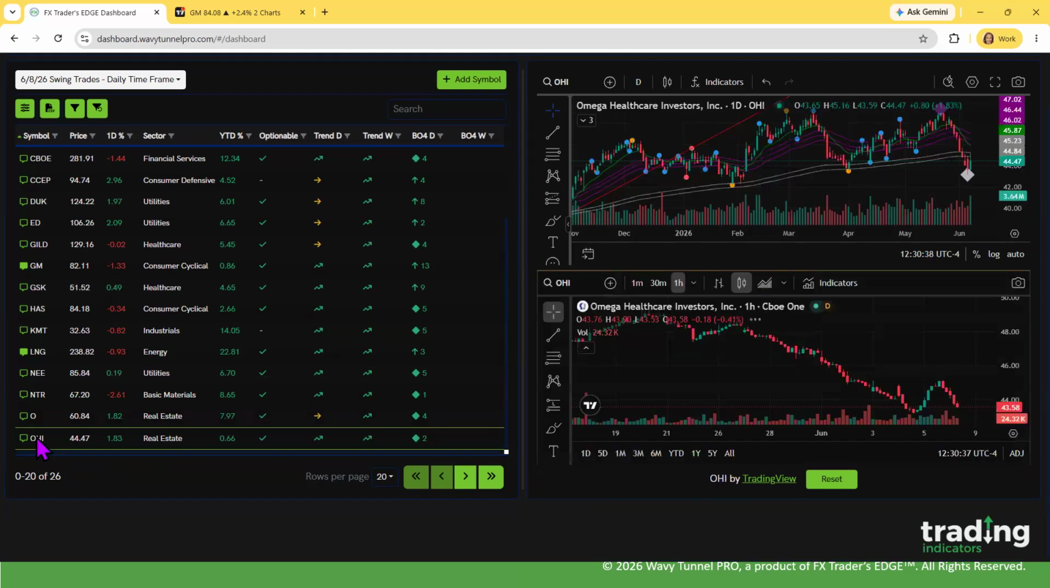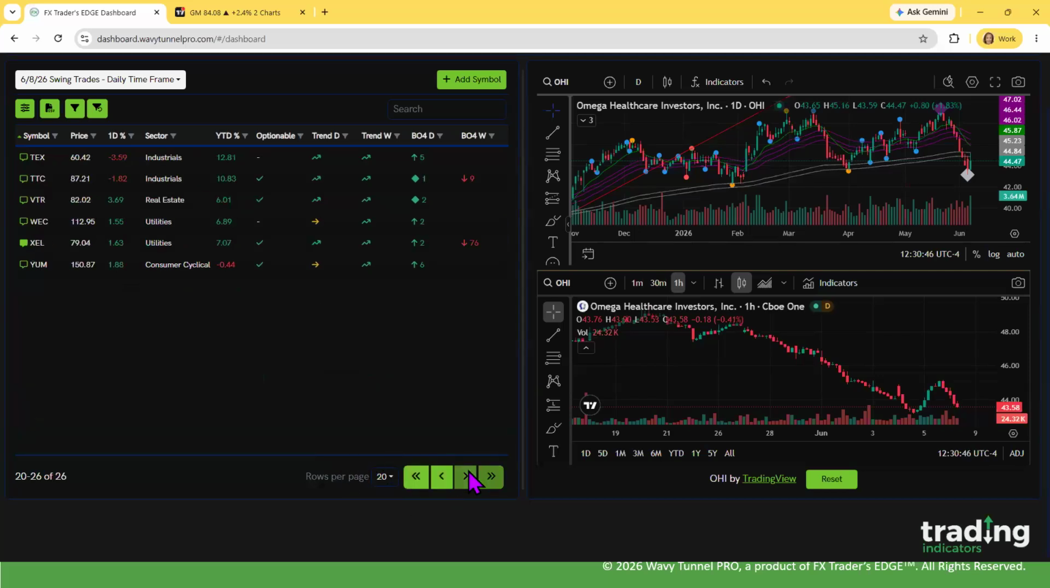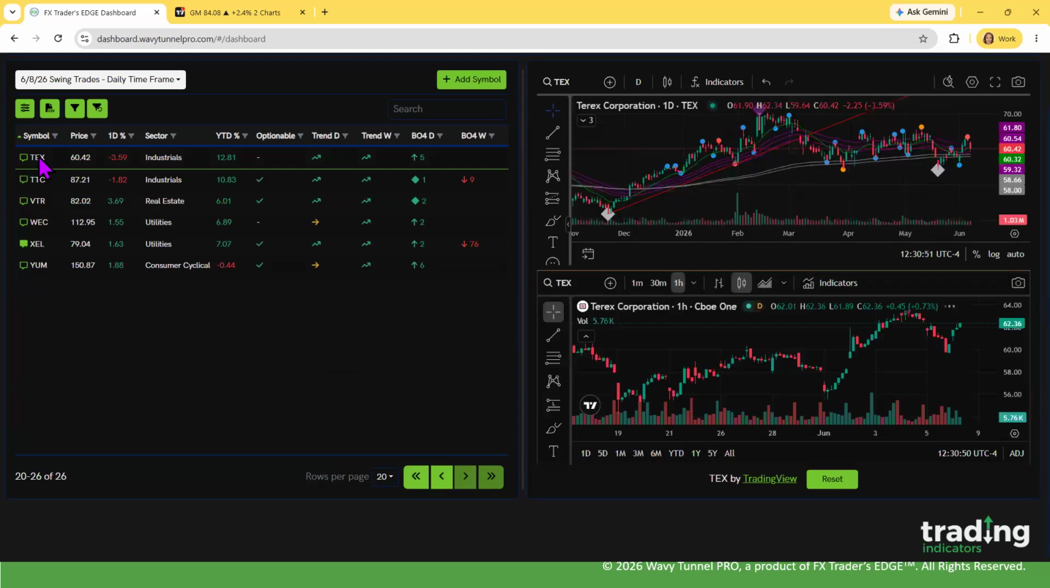Here's another real estate one. This is kind of, yeah, I think I would hold off with this one for sure. And then we just have a few more. Tex is an industrial. Yeah, this isn't looking bad. I would consider this.